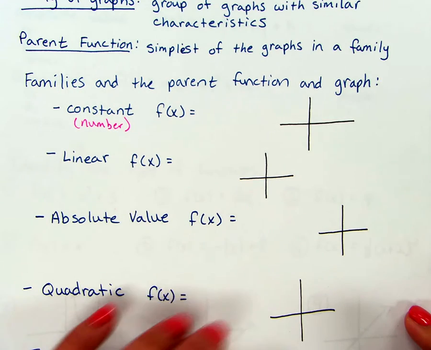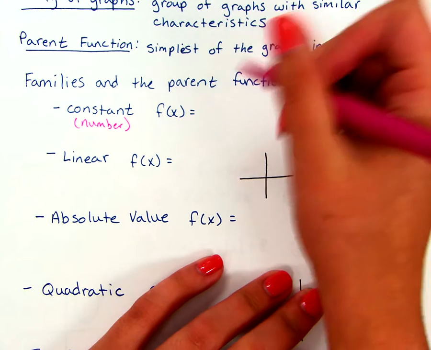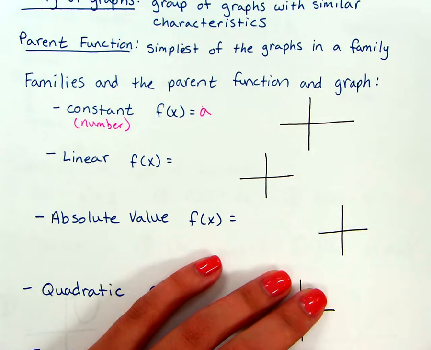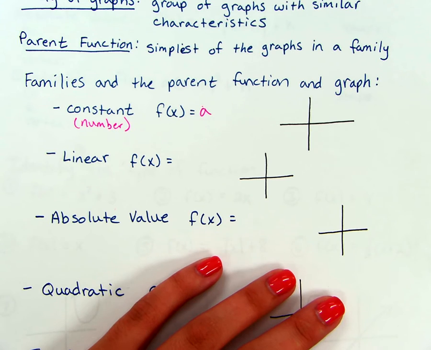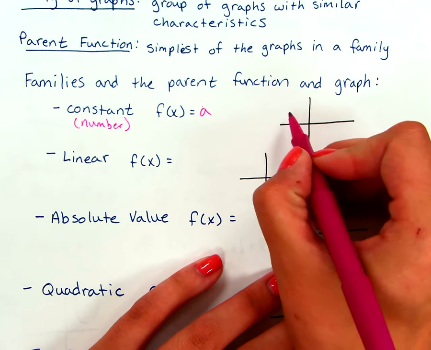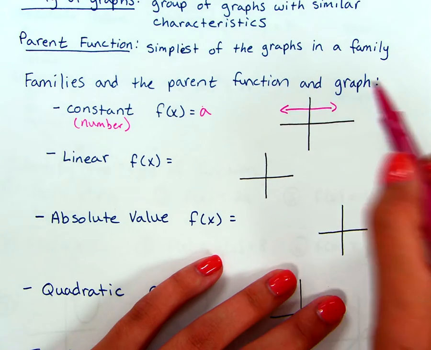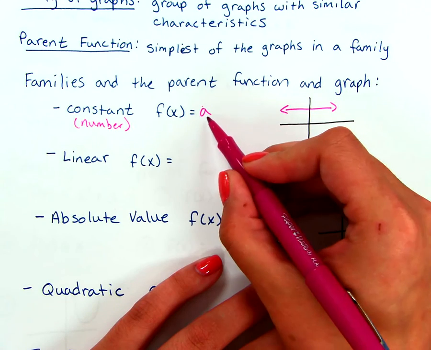Okay. So I'm going to say f of x equal to any number. So I'm just going to choose a. So a stands for any number. So when we graph it, it's going to be some type of horizontal line. So it's going to look something like this. And this line comes from wherever this number is.